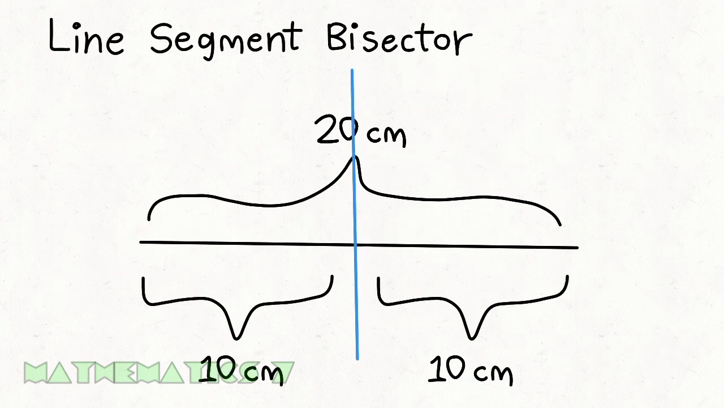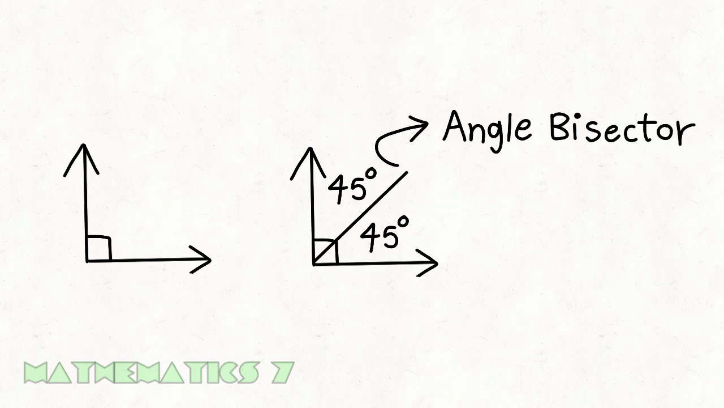Bisector. Bi means two and sect means to cut. It is a line, segment or ray that divides an angle or a line segment into two congruent parts. A line segment bisector is a line that divides a line segment into two equal parts. An angle bisector is a line or ray that divides an angle into two congruent parts.